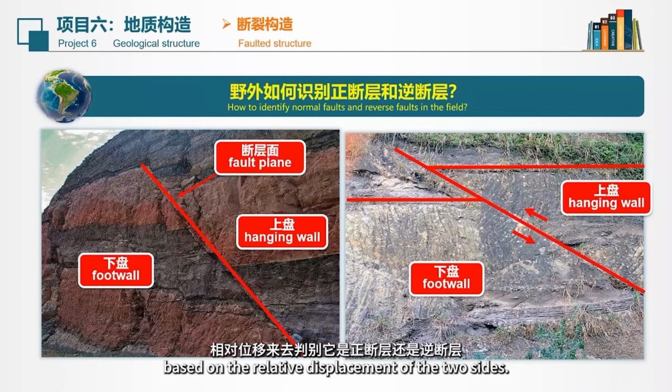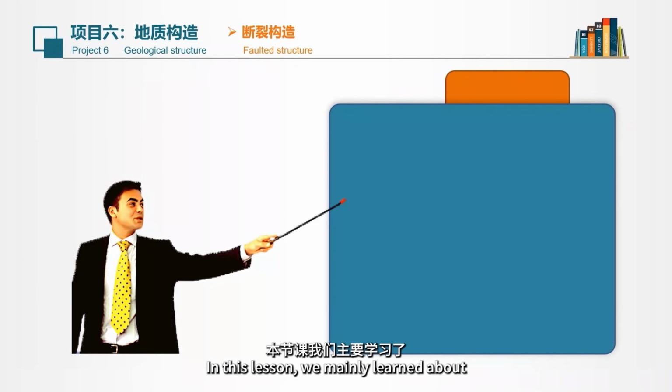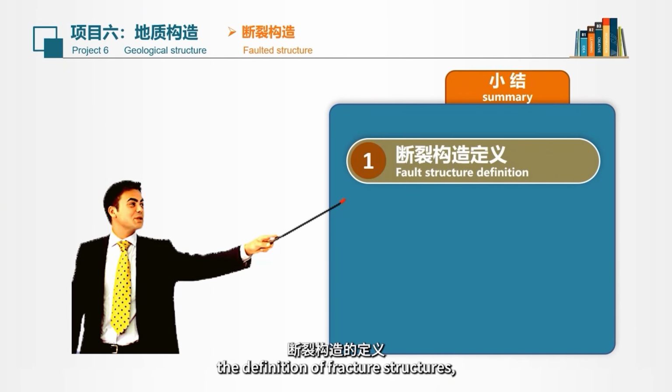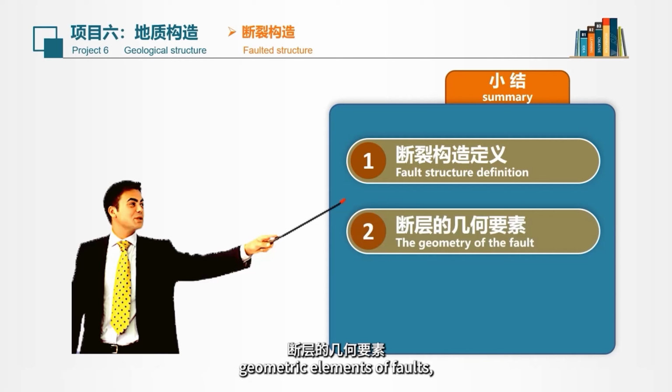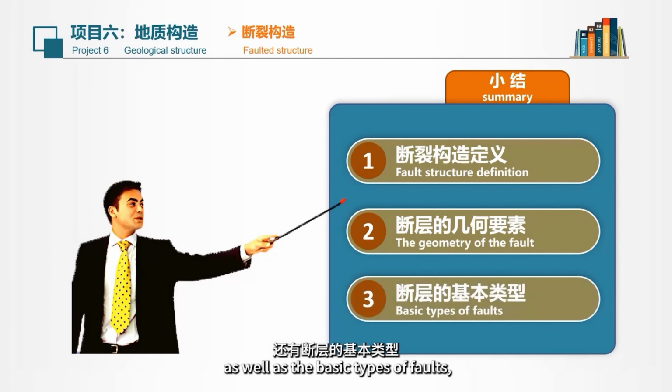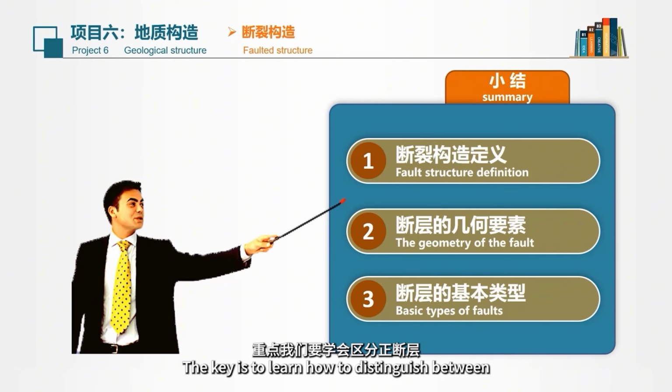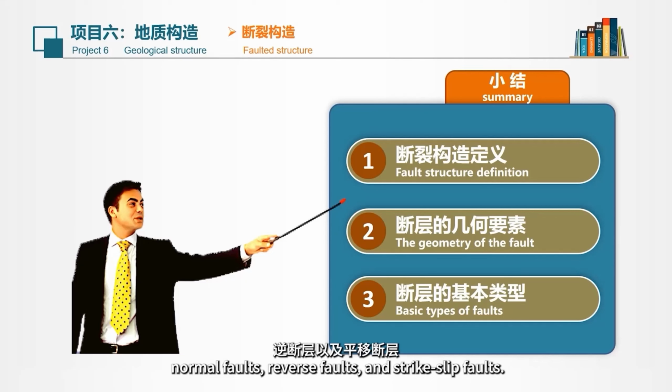In this lesson, we mainly learned about the definition of fracture structures, geometric elements of faults, including fault planes, fault zones, fault lines, and fault blocks, as well as the basic types of faults, namely normal fault, reverse fault, and strike-slip fault. The key is to learn how to distinguish between normal faults, reverse faults, and strike-slip faults.